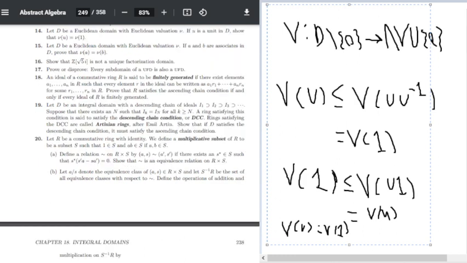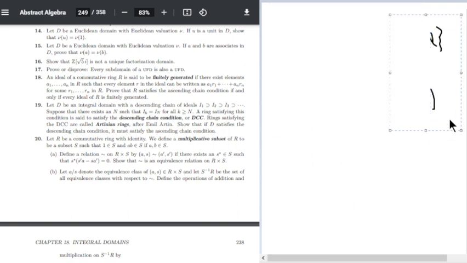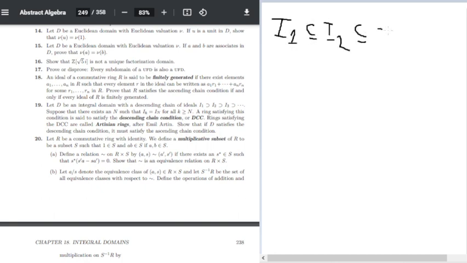The descending chain condition. Alright, show that if D satisfies the descending chain condition, it must satisfy the ascending chain condition. So let D be an integral domain with a descending chain of ideals I1, I2, all the way to In. Suppose there exists an n such that Ik is equal to In for all k greater than or equal to n. A ring satisfying this condition is said to satisfy the DCC. So suppose that we have a decreasing set of ideals. Okay, so for this, let I1 be a subset of I2 be a subset of, and so on.